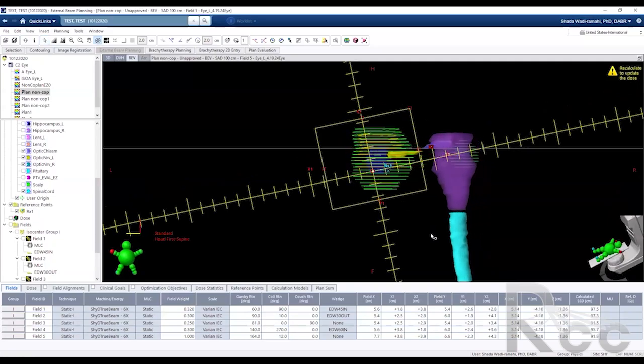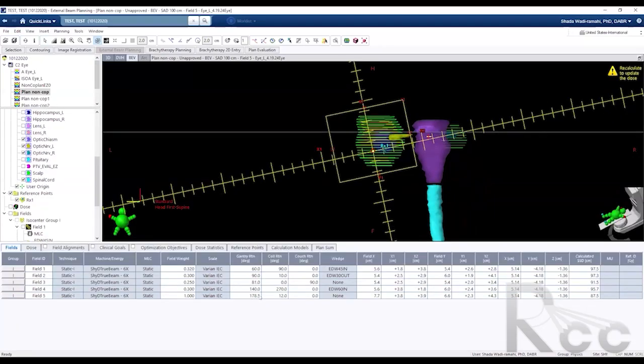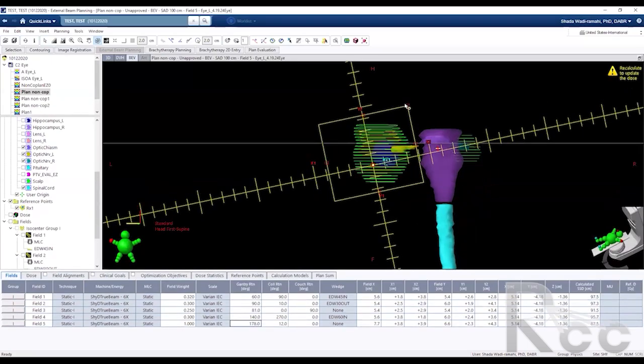I can also continue. Let's see if I can add another angle. So now this angle is posterior, but not PA 100%. So you could see here on your lower right corner, the gantry is PA, but the angle is actually 178.5. I can make it 178. And then you could also see what is the best collimator angle for this one.